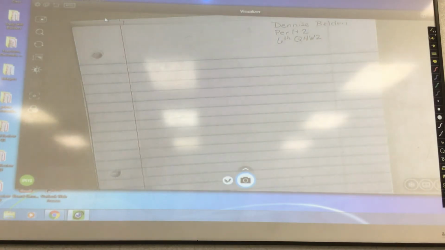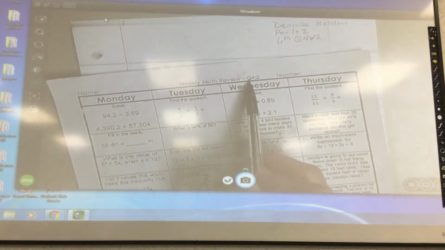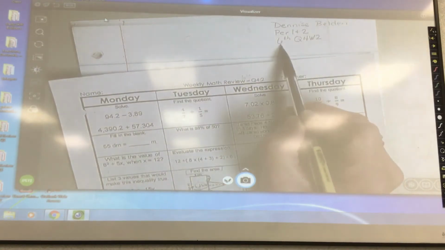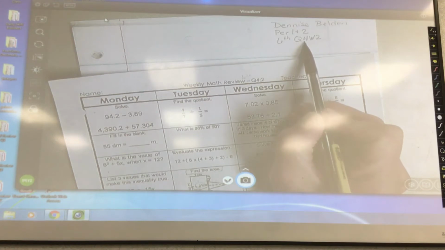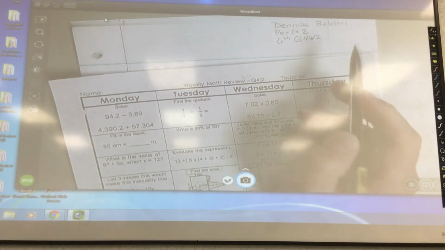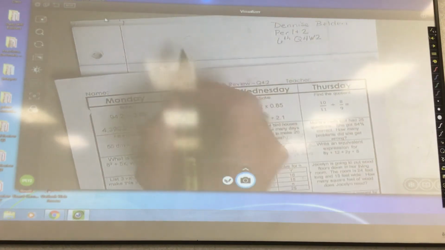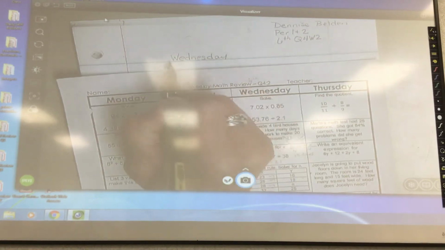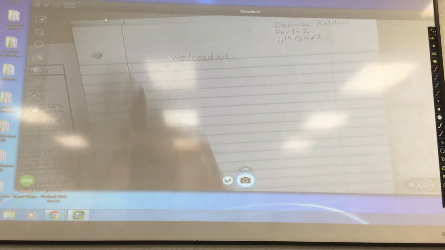On the top of the spiral review, this is a 6th grade one, but it's quarter 2, week 2. So you're going to put 6th grade, quarter 2, week 2. We are working on Wednesdays today, so on the top line you will write Wednesday. Then I'm going to put a number 1 and circle it.